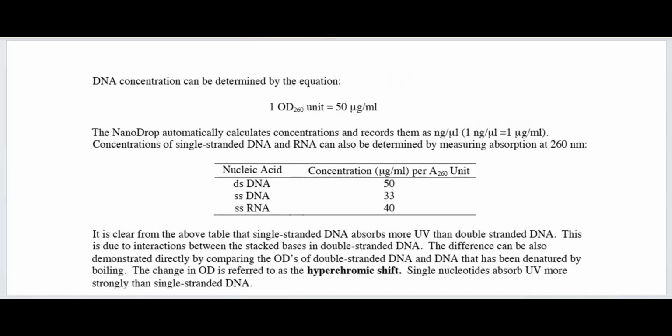So here is another concept that you are getting, hypochromic shift, right? Hypochroma: hypo is low, all right? Chromic, chroma is color. So this change in the OD is referred to as hypochromic shift.